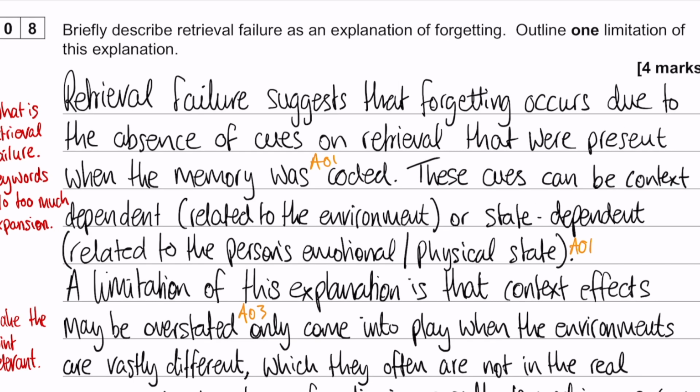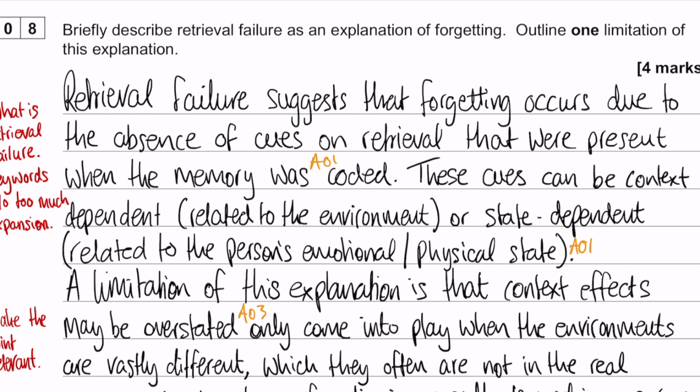My answer is split into 2. You've got outline and you've got evaluation. That first little paragraph where you can see the 2 orange AO1s is my outline section. I've gone for 2 bits of detail for 2 marks. My first bit of detail is what retrieval failure actually is: it's forgetting due to the absence of cues.